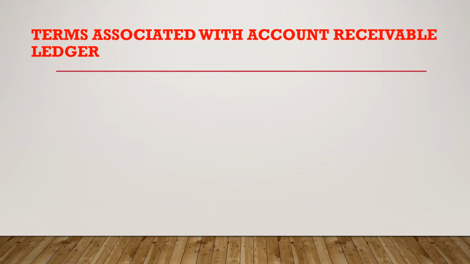We have a few terms that are associated with account receivable ledgers. One of them is customer. Since we talk about account receivable being a customer account, it's used to maintain the data meant for customers: when the customer pays this account, how much they owe, all those things. A customer could be an individual or a company that buys goods and services. They purchase goods and services from your company.